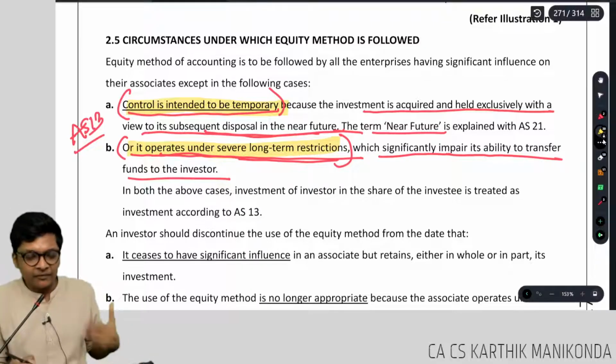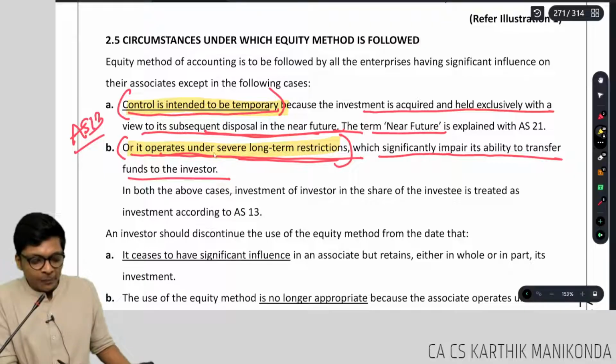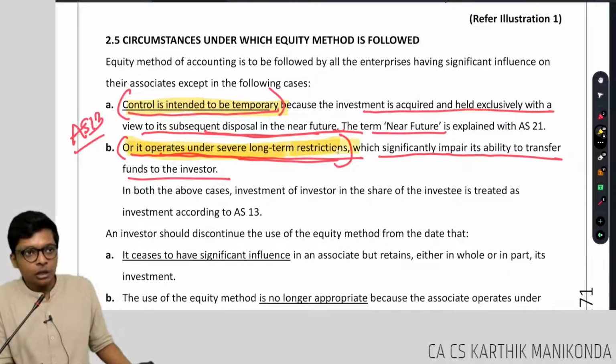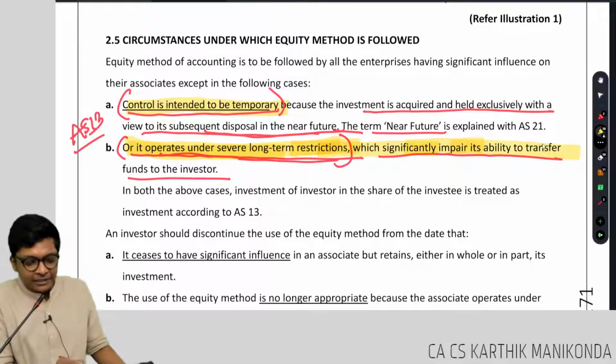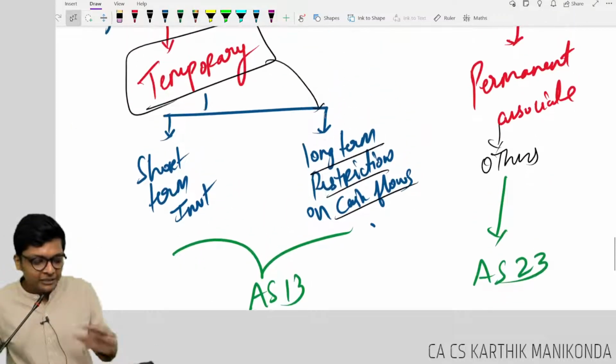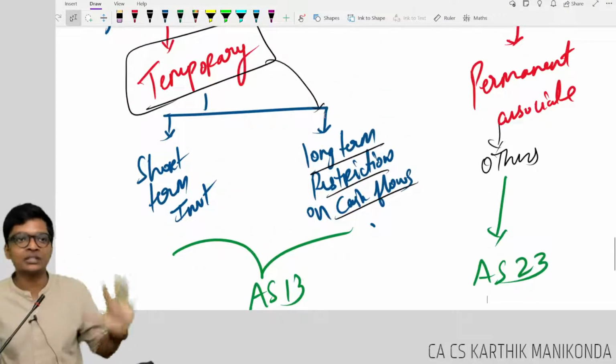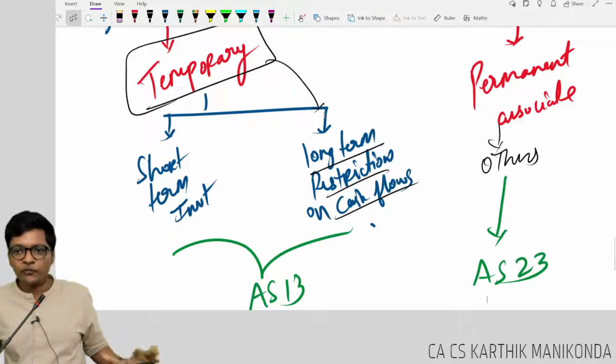The right technical word they use in AS 23 is it operates under severe long term restrictions like foreign exchange movement which significantly impairs the ability to transfer funds to the investor. Just wanted to connect both these points with the terms they use in the standard. Clear, guys? Are you following?